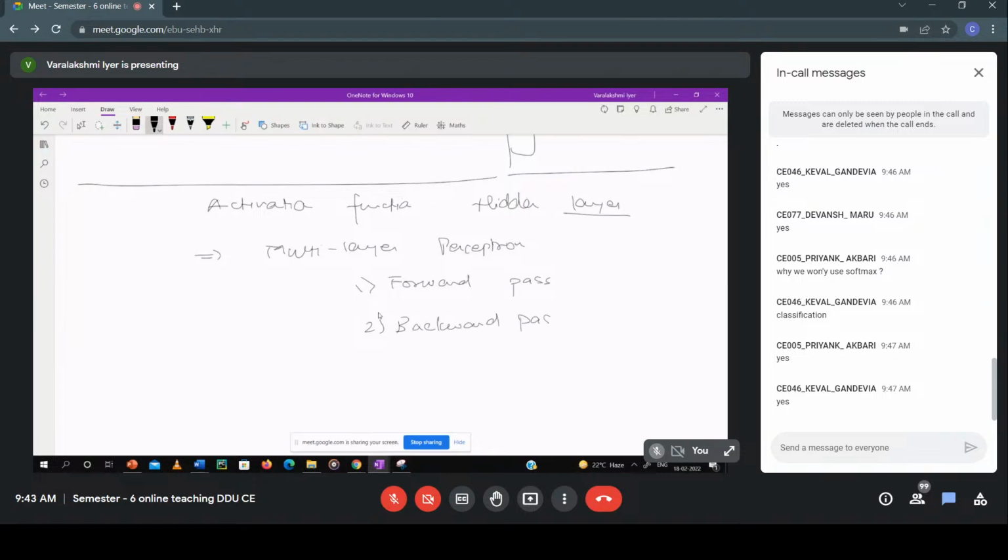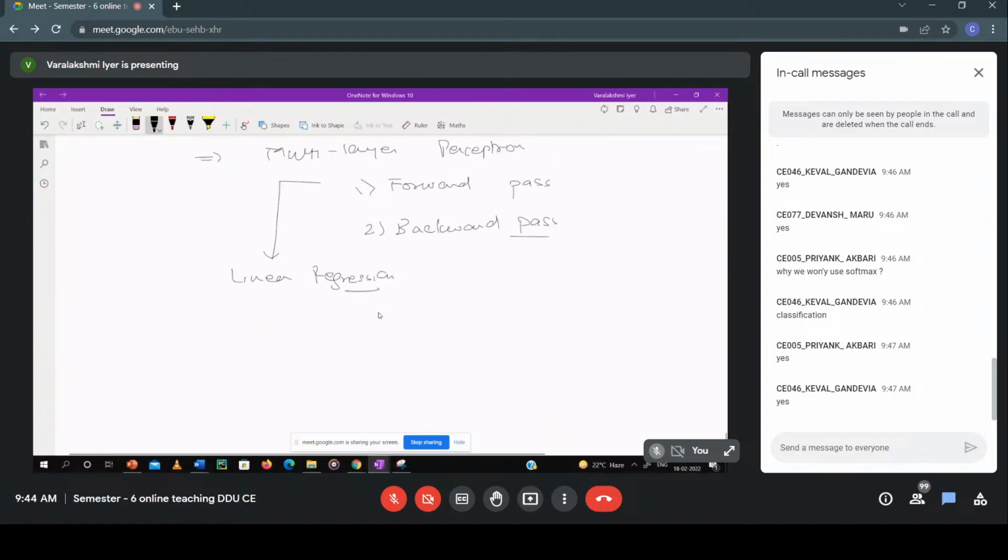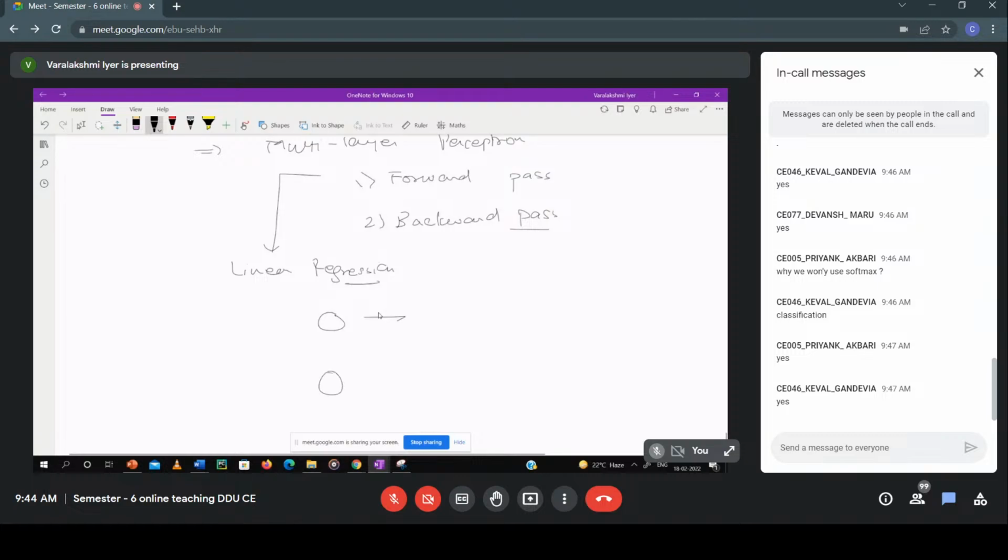Okay, forward pass and backward pass. These are the two things that will be happening in the case of multi-layer perceptron. So forward pass, if you relate this with the case of linear regression, just as an example I'm trying to explain, then what is forward pass? Forward pass is simply you are passing your inputs and calculating the activation.